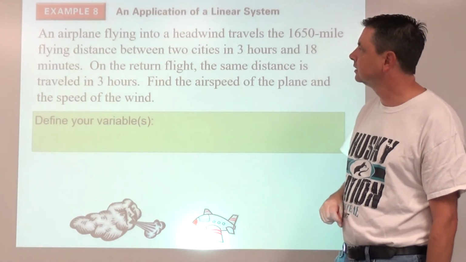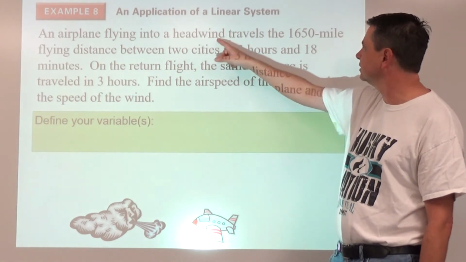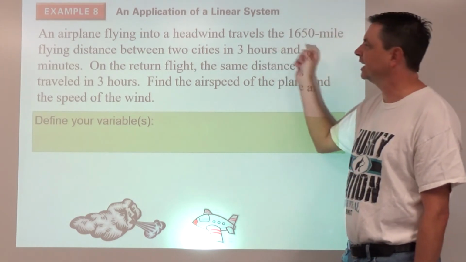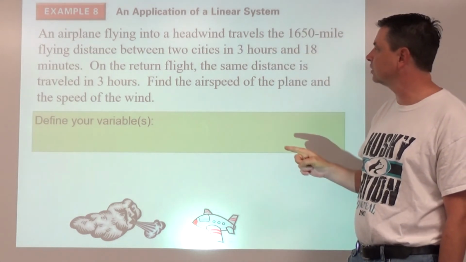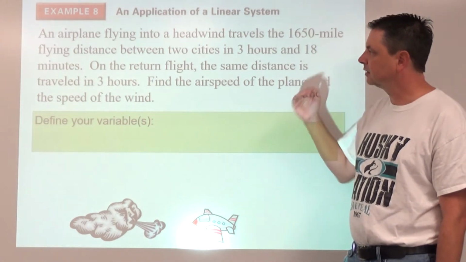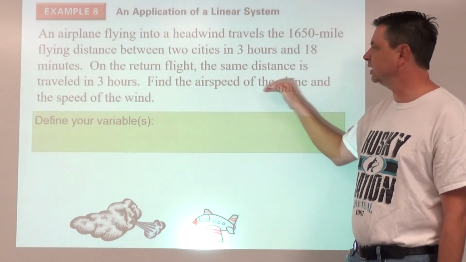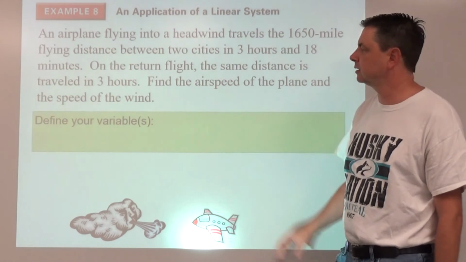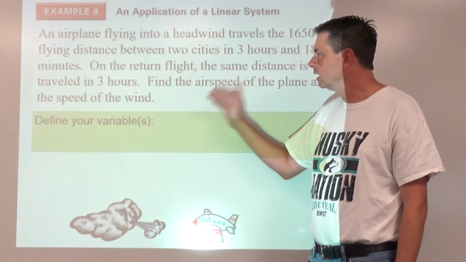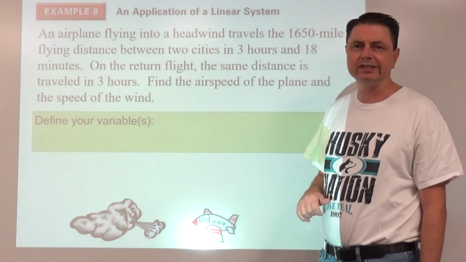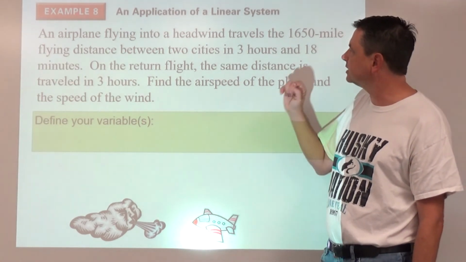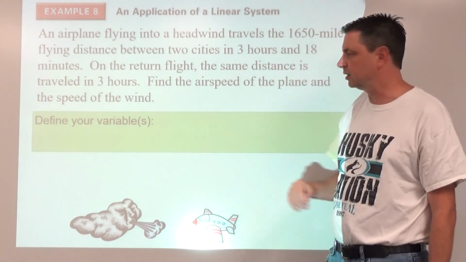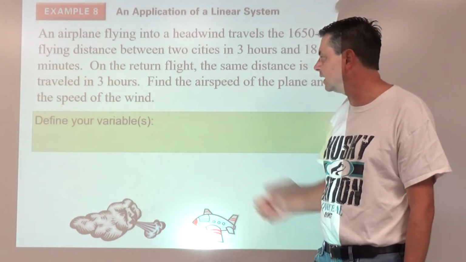Example number 8. An airplane flying into a headwind travels 1,650 mile flying distance between two cities in 3 hours and 18 minutes. Return flight, same distance, we get back in 3 hours. Find the airspeed of the plane and the speed of the wind. I mean, we looked at a more complicated problem like this, not as a system, but with the wind and everything, back in chapter 6 in vectors. But because we're straight into the wind and straight behind, and it's not at an angle, we don't have to worry about the vectors. So what is it we're trying to find?